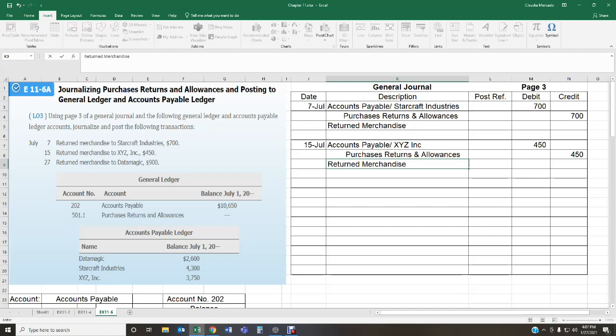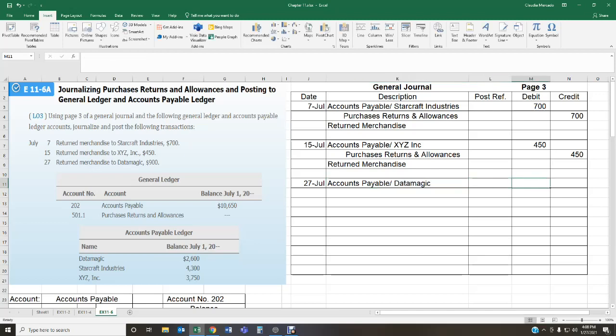Okay. So we're doing it 3 times. That way you all get to practice this entry and you know that every time we have a return of merchandise, if it's on account, we're going to debit accounts payable. But the name of the company at the end is Data Magic, for the third one.